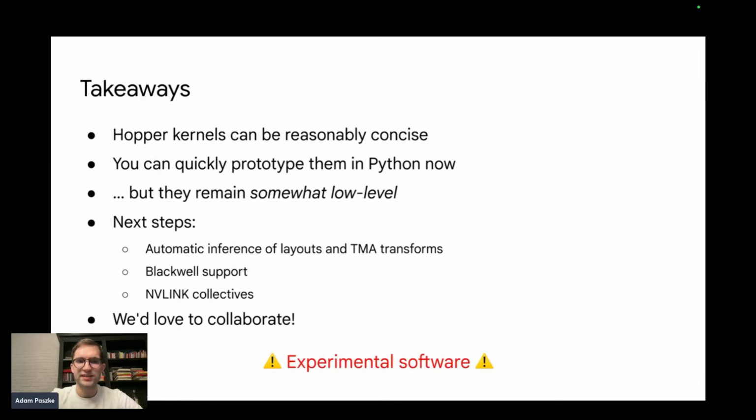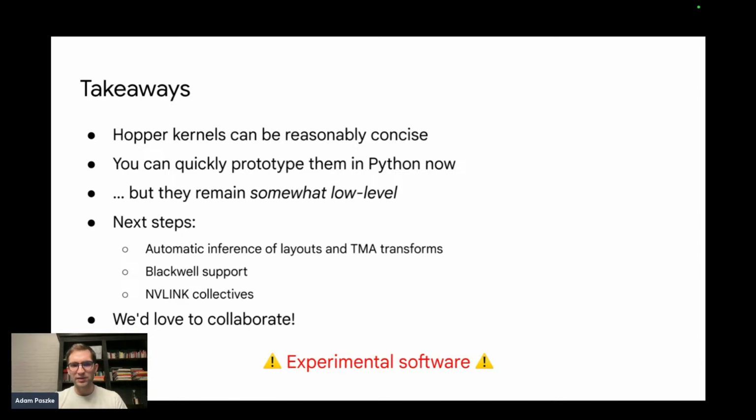So takeaways, I think that Hopper kernels and Blackwell kernels, hopefully soon too, can be reasonably concise, even though sometimes you will be reaching for somewhat low-level tactics. You should still be able to prototype them in Python reasonably well. The next steps, we are working on making it slightly higher level. So you might have seen there are some layout casts. Essentially, you do have to manage the way your arrays are partitioned over registers. It's not fully automatic. It's not as nice as in Triton, for example.